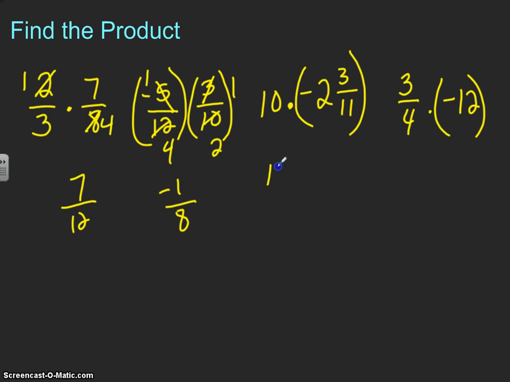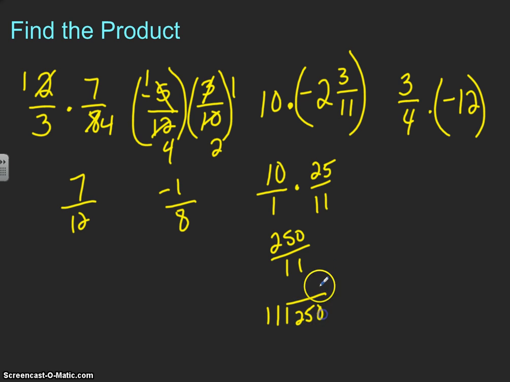Here, I need to change the mixed number to improper. I'm going to keep 10 as 10. I'm actually going to make it 10 over 1, which it is. And then we're going to multiply it by 11 times 2 is 22 plus 3 is 25. So I get 25 over 11. I can't cross-reduce at all, so I just have to multiply. I get 250 over 11, which means I'm going to have to divide because I want to put it back in mixed number form.